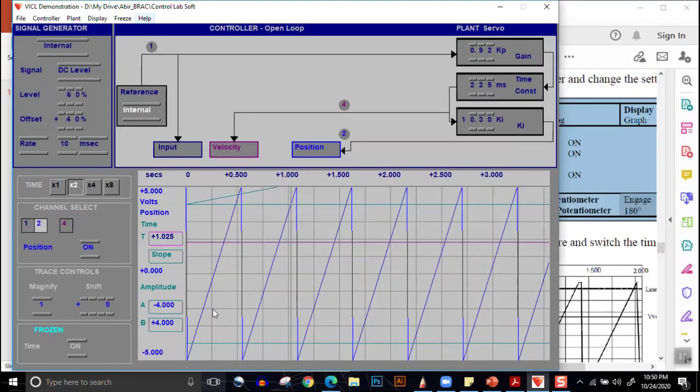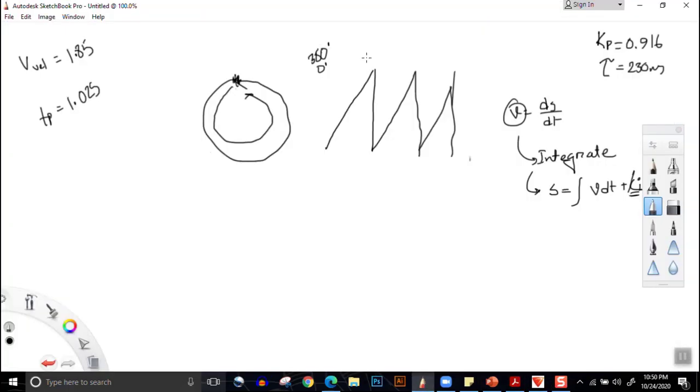Again, we need to find the time of A. The time of A is over here. Time of A is 0.605. Sorry, this is the time of B. Time of A is 0.605. So the change in time is equal to 1.025 minus 0.605, which is 0.42. Changing time will be 0.42.